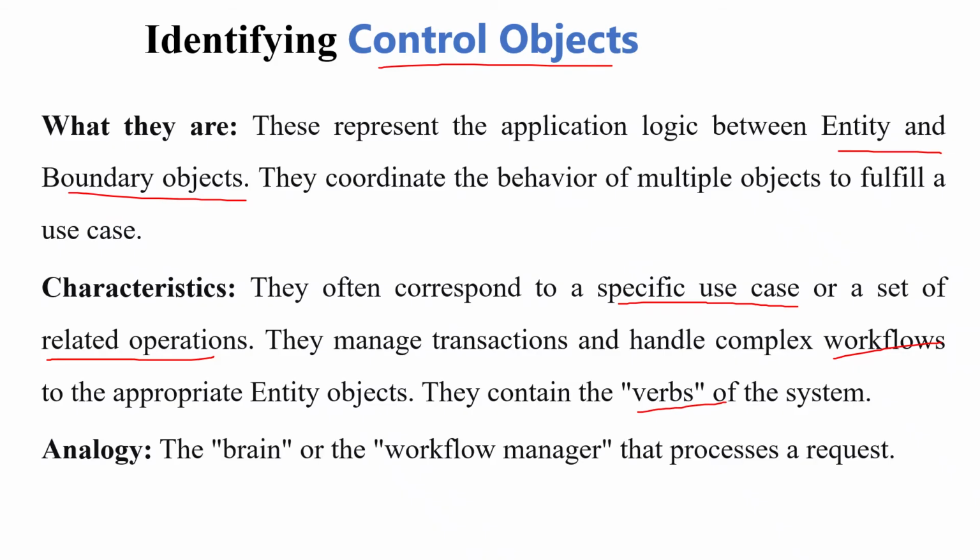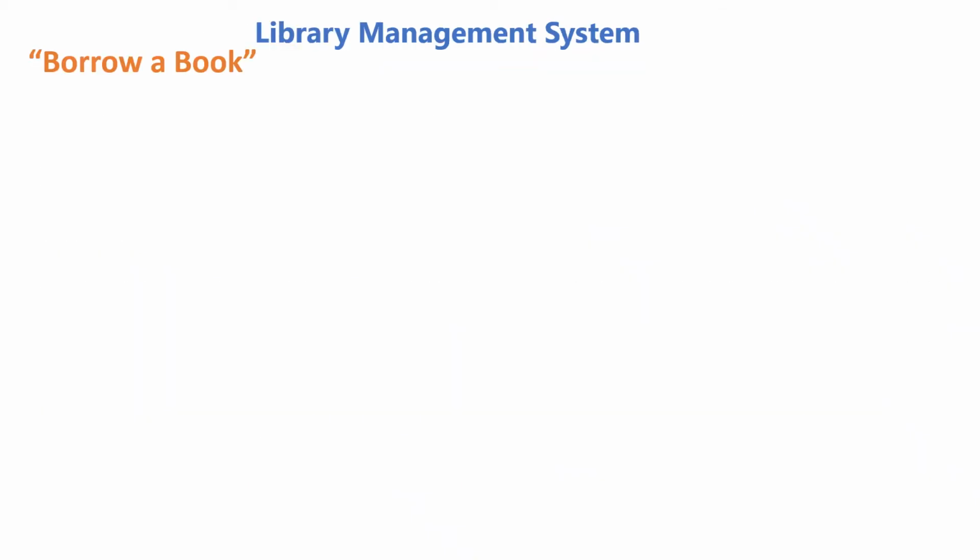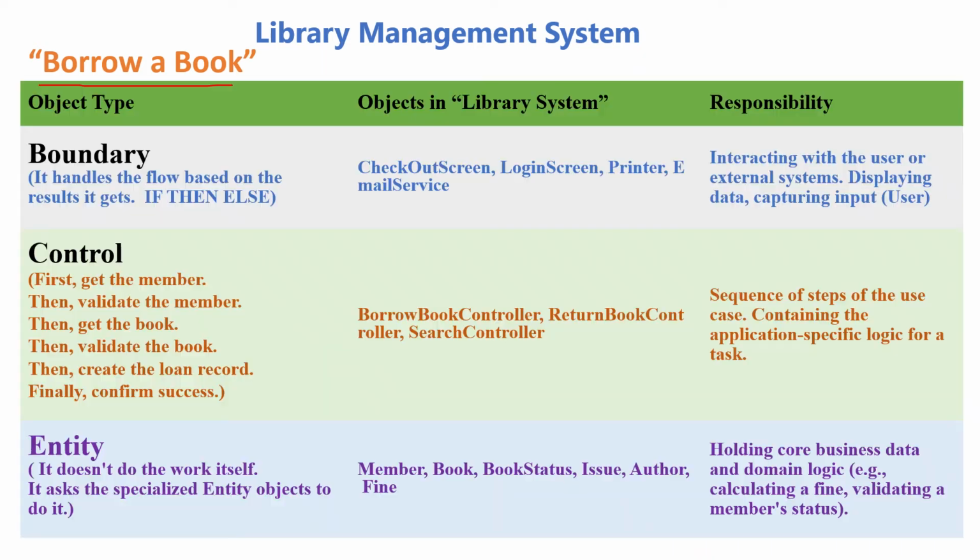Who will handle all these transactions? The verb acts as the brain of the system, or the workflow manager, which should maintain all the flow of the work in order to process the request. These act as the control objects, where they coordinate between the multiple parts of the main system. Looking at the example of the library management system, we can borrow a book or return a book. Many operations can be performed with the library management system. So let's consider a use case called borrow a book. How do we identify the entity, boundary, and control objects for the borrow a book use case?